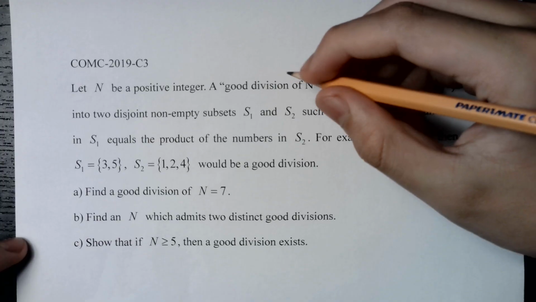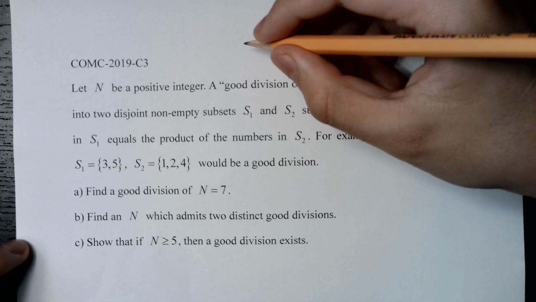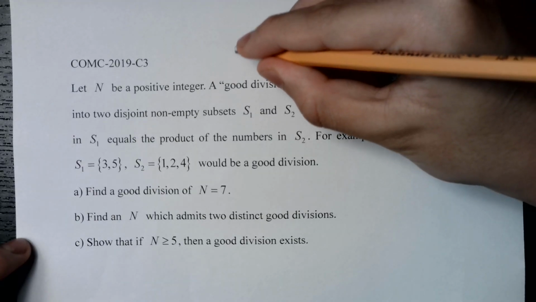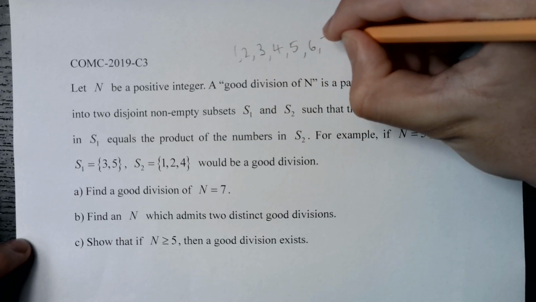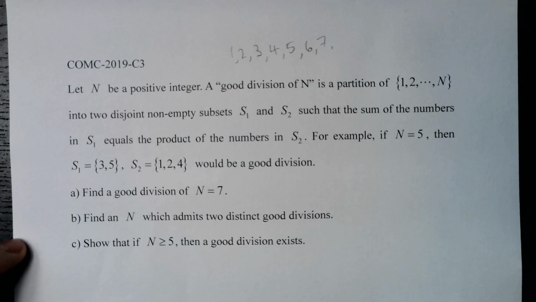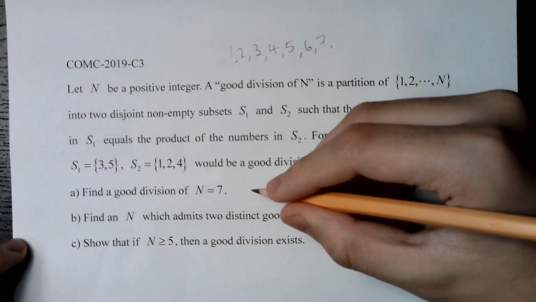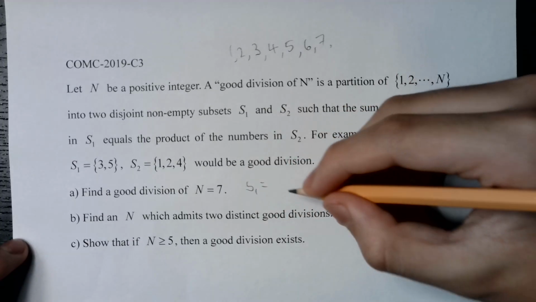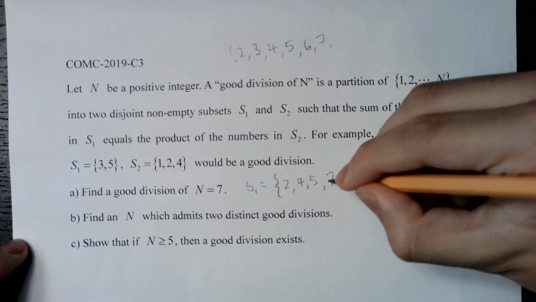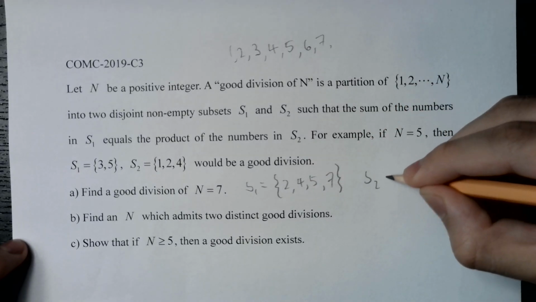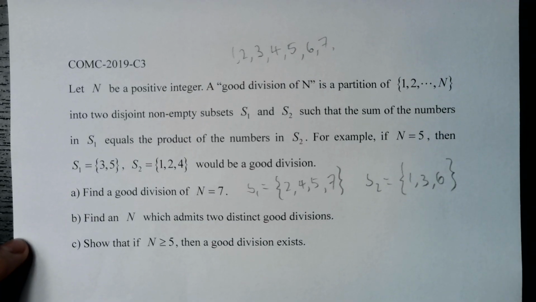Now, I'll write it up top here, in this little area, to save some space. We can see that all the numbers below or equal to 7 would be 1, 2, 3, 4, 5, 6, and 7. Now, sadly, for this question, there isn't really a good way to solve this other than just using trial and error. And here we can see that the answer would be where S1 is equal to {2, 4, 5, 7} and S2 would be equal to {1, 3, 6}. Okay, so that's part A done.